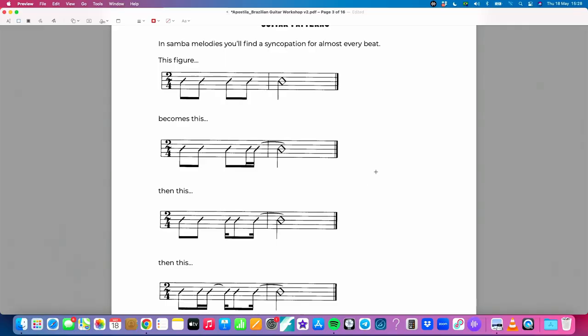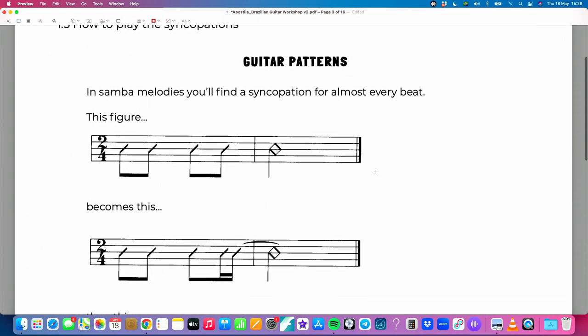So this figure, pa pa pa pa pa, becomes 1, 2, pa pa pa pa pa. Right? I will do this now, note by note, so you can understand this more precisely. Check this first figure there. This first figure is the eighth note figure. So, pom, pom, pom, pom. I could play this even putting the bass here, 1 and 2, 1. This is straight eighths.